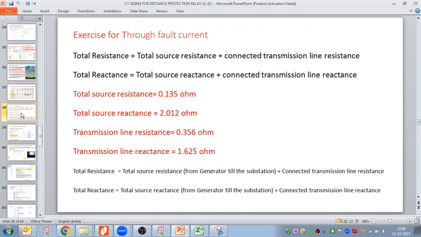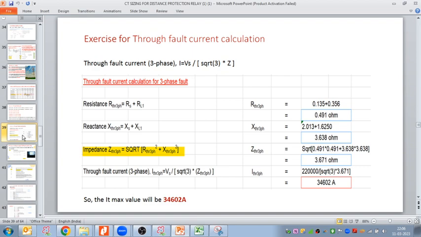So now we add both the resistance and reactance. Total resistance is total source resistance plus transmission line resistance. Similarly, total reactance till the fault point is total source plus total transmission line reactance. Now you know why we did the calculations for the source resistance and reactance initially. This we already know, and this we know from the grid company.